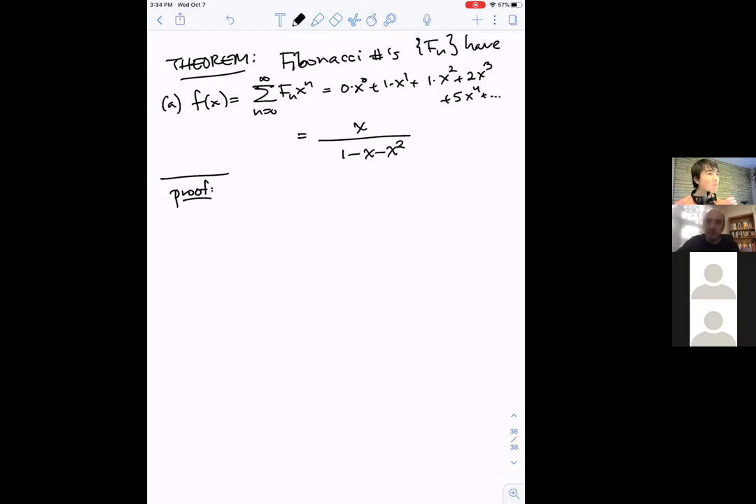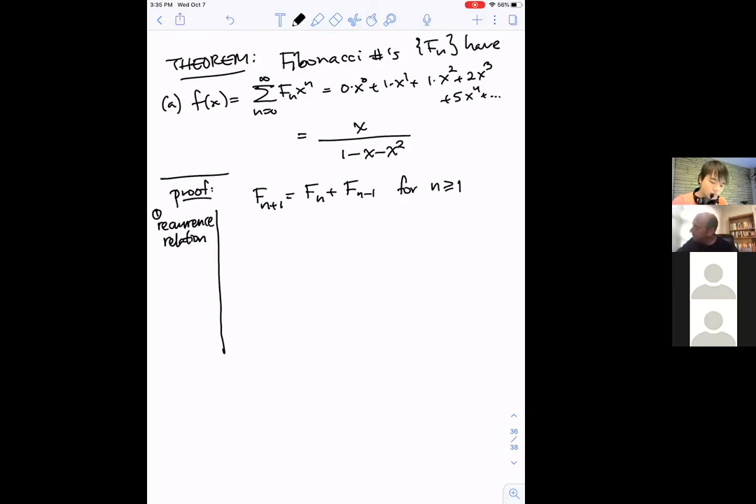So here's how it works. This is the general method. You start with the recurrence relation and the initial condition. I'm putting the strategy on the side here. What did our recurrence relation say? It said f_{n+1} is equal to f_n plus f_{n-1}. That was valid for n at least 1. And then we had f_0 is 0 and f_1 is 1 as our initial conditions.